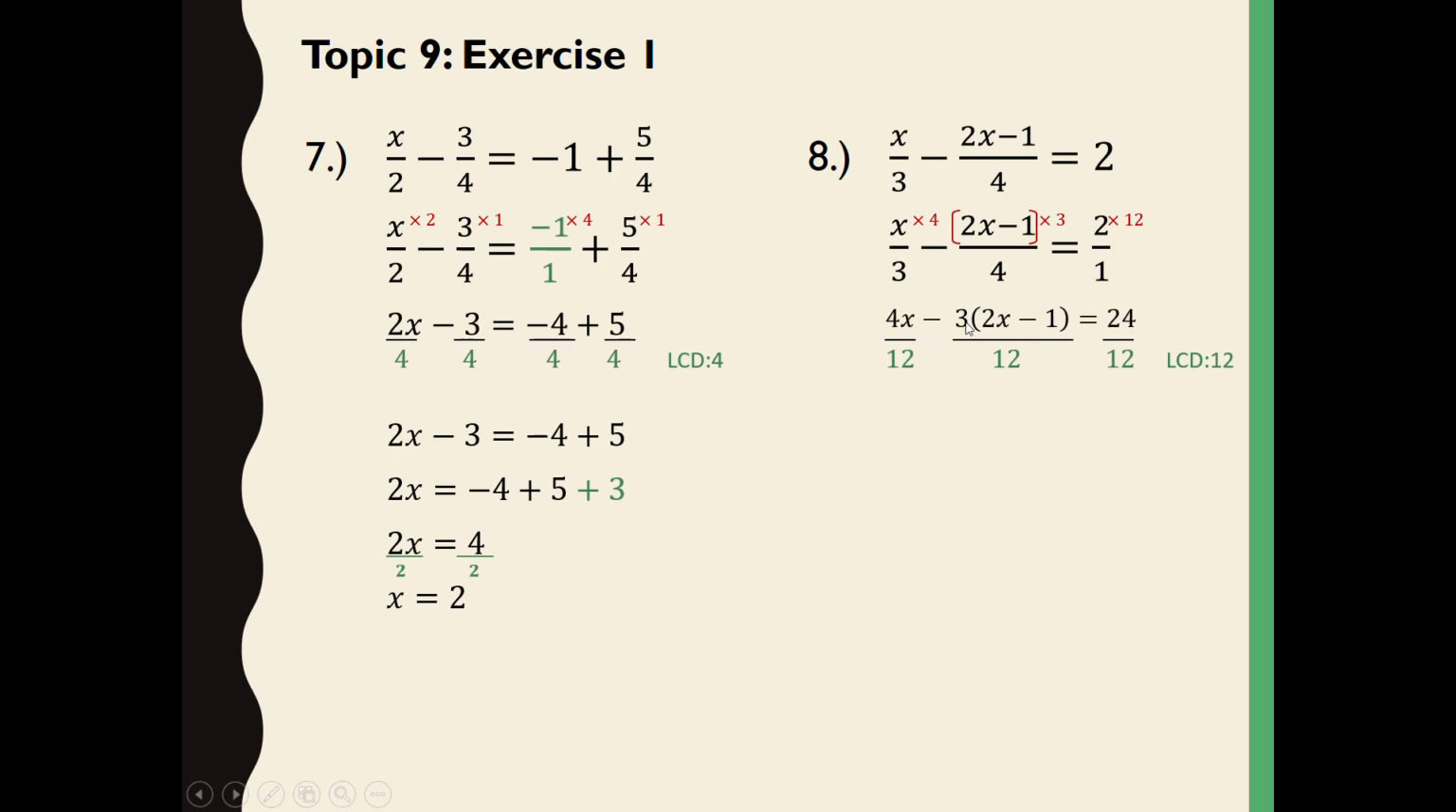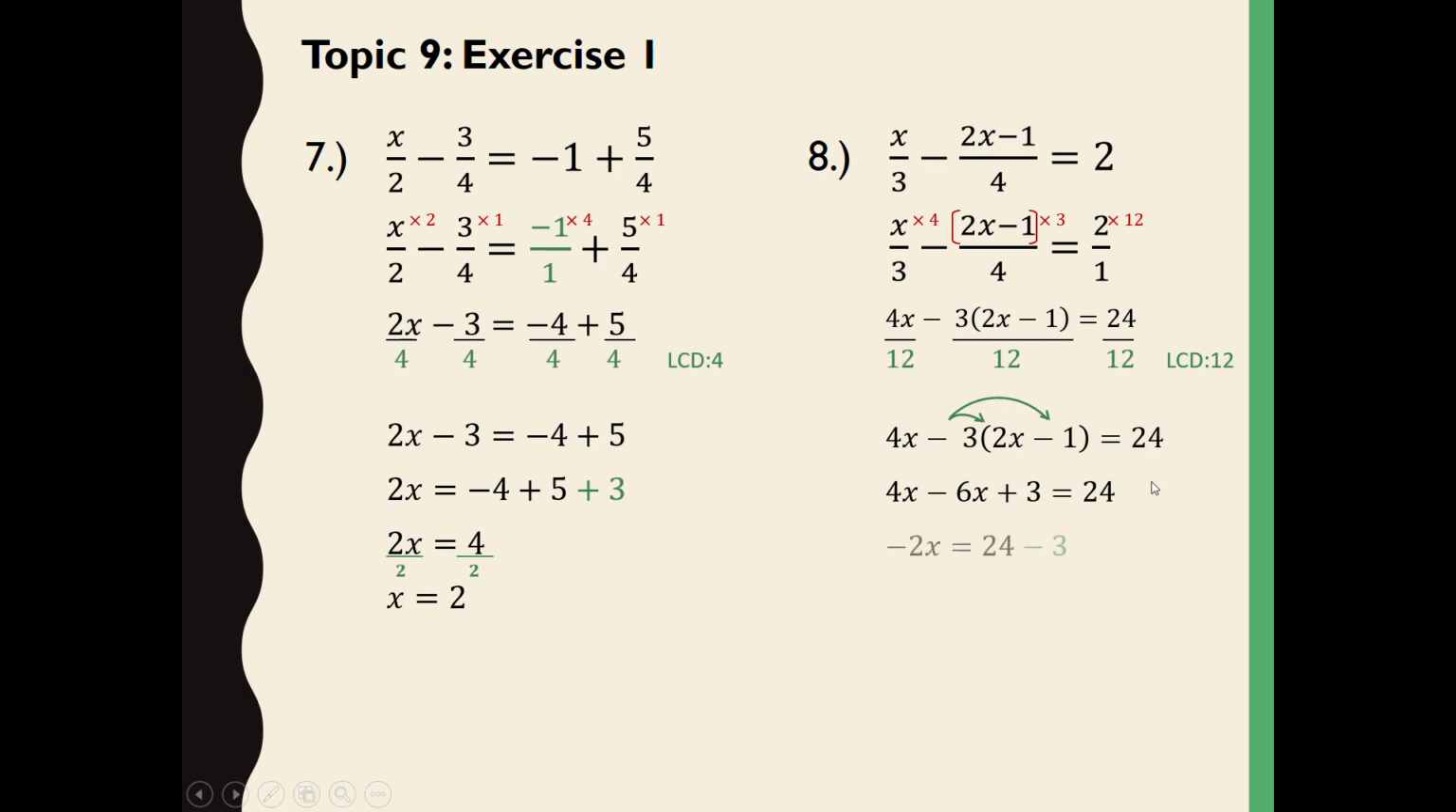I put the 3 in front of the bracket, and then I'm going to have to distribute that negative 3 into the bracket. But first I'm going to drop my LCD. So that's what I've done there. Now I'm going to distribute, so negative 3 times 2x, negative 3 times negative 1. And now I can just solve, so 4x minus 6x, that gives me negative 2x.